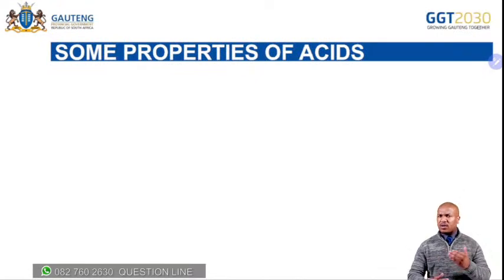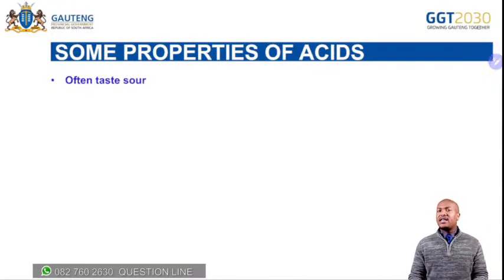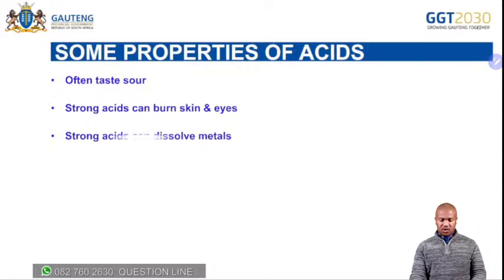So now, let us remind ourselves of some properties of acids, right? The characteristics of acids. We said acids often taste sour. They are sour in taste, right? They make our tongue curl up. And also, we have strong acids and weak acids. This is the pH value and the range that I'm talking about now, right? Strong acids can burn your skin and eyes. But there are some acids which are consumables, which we can say are weak acids. So strong acids can burn your skin and eyes, and also strong acids can dissolve metals.